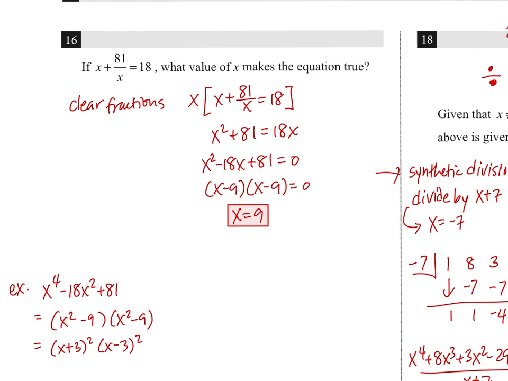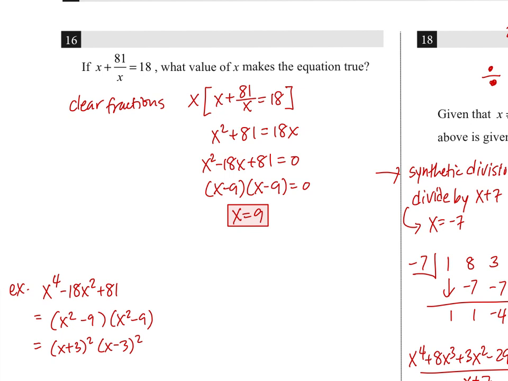So one of the best things that we can do when we have a situation like this is to just clear the fractions. In this case here, we're going to multiply by x. If we multiply by x, that's going to eliminate the fraction because, of course, the x and the x are going to cancel out when we multiply it by 81 over x.